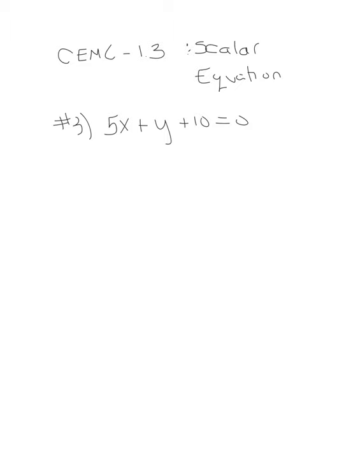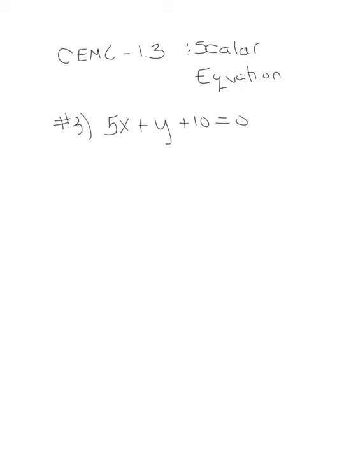All right, so this is for day 25 in section 1.3, the CEMC work for scalar equations. This is question number 3. It says, write a set of possible parametric equations that describe each of the following lines. I'm going to go through A with you. The rest are the exact same.